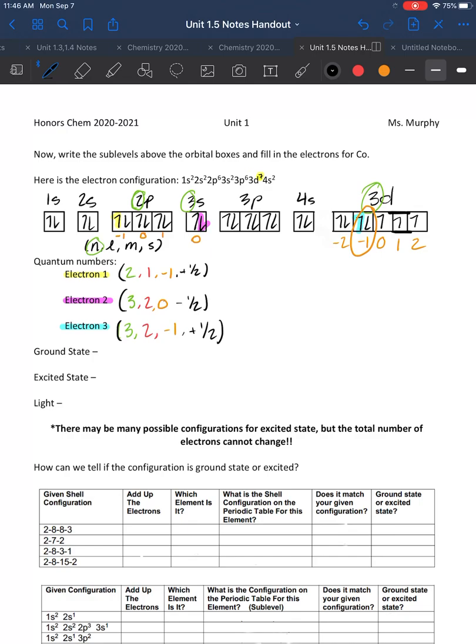Now I had you guys define ground state, excited state, and light in terms of electrons on your own. What you should have gotten is ground state is going to be when an electron occupies the lowest energy level. Excited state is when they absorb energy and rise energy levels.